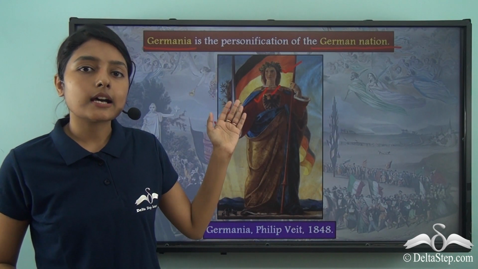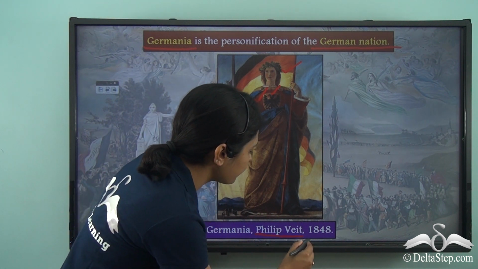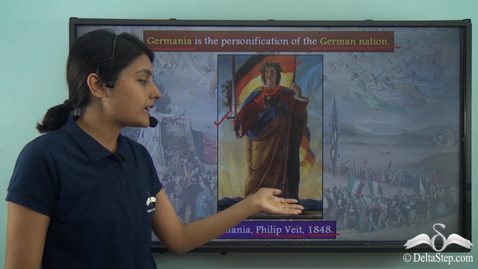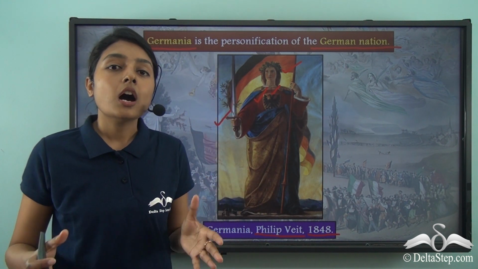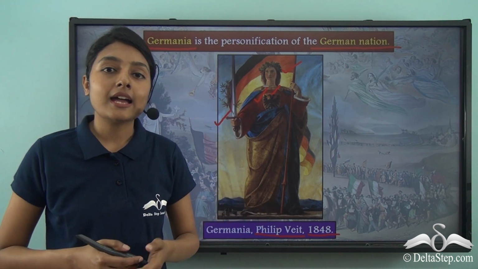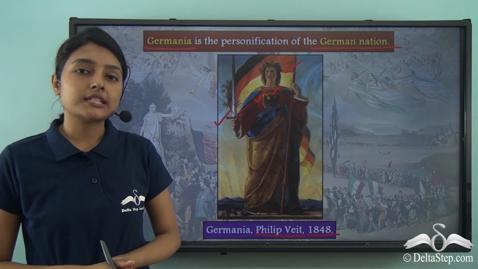Now this is a painting of Germania which was painted by Philip Veit in 1848. Philip Veit had made this painting on a huge piece of cloth, and it was to be hung at the Frankfurt Parliament in 1848.